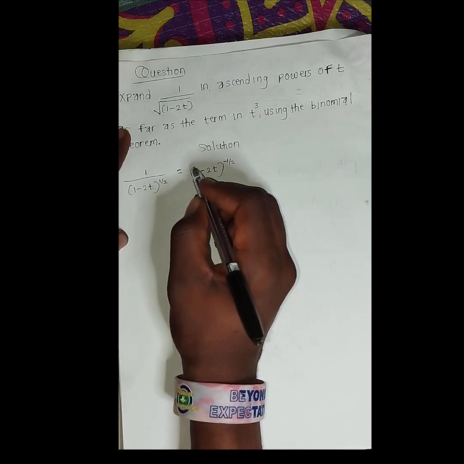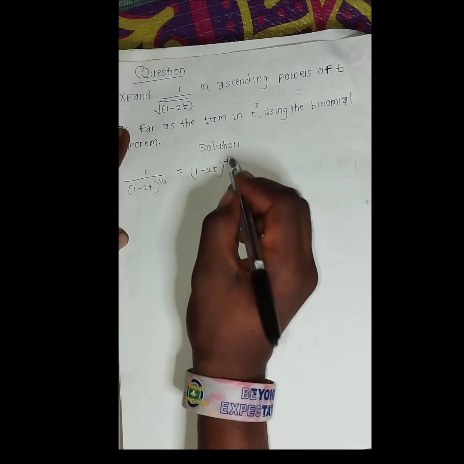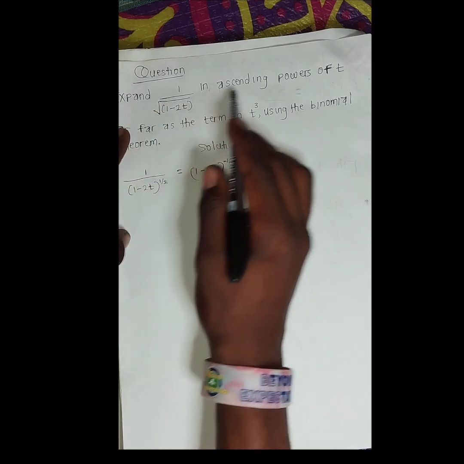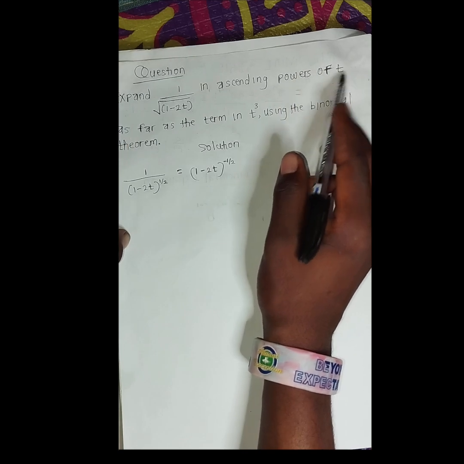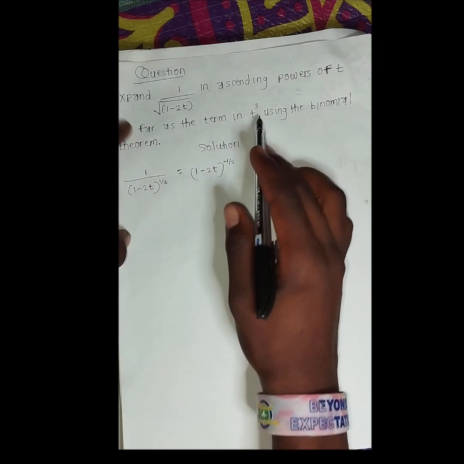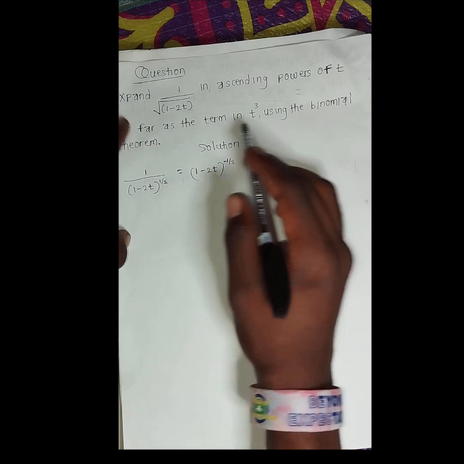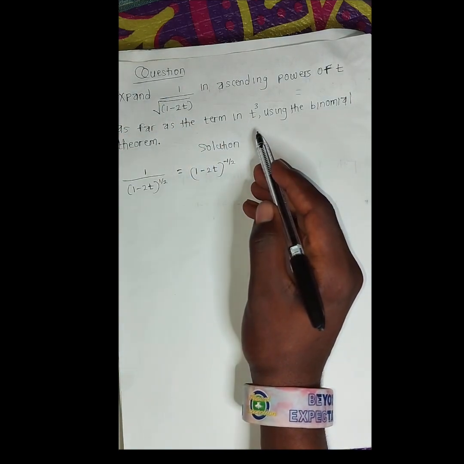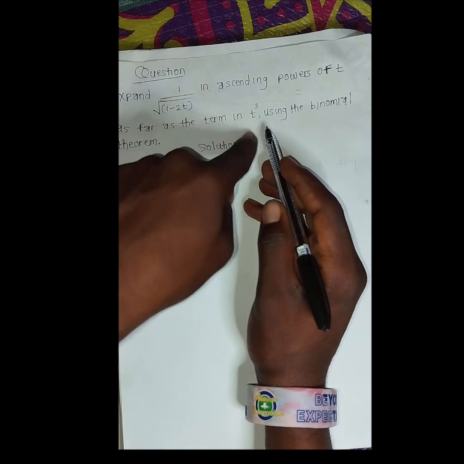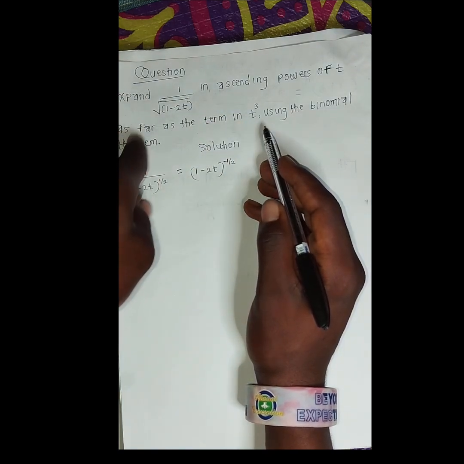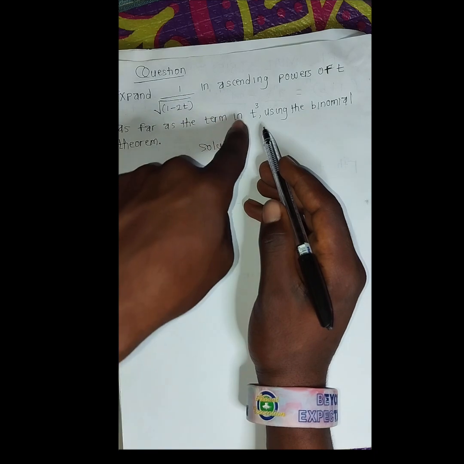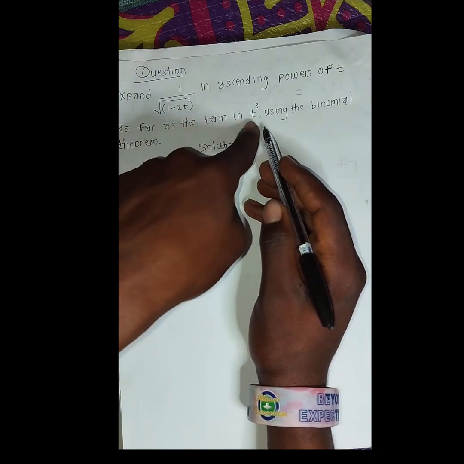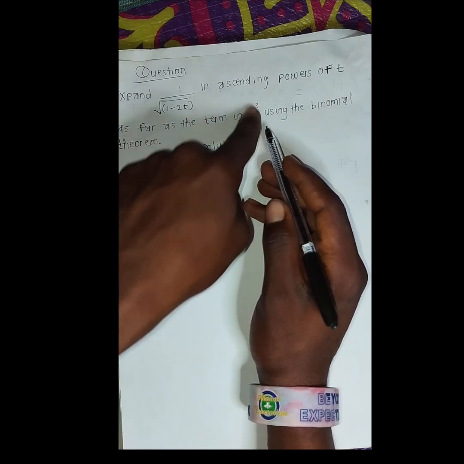Okay, so this is our first term, 1. This is our second term, minus 2t. And this is our power, minus 1 over 2. They said expand in ascending powers of t as far as the term in t cube. As far as where? They gave us a limit. They said we should expand it as far as the term in t raised to the power of 3. Whenever you read something like this, as far, you should go far. As where? As the term in t raised to the power of 3, you must end it at t raised to the power of 3.